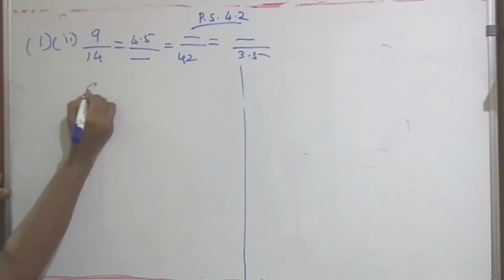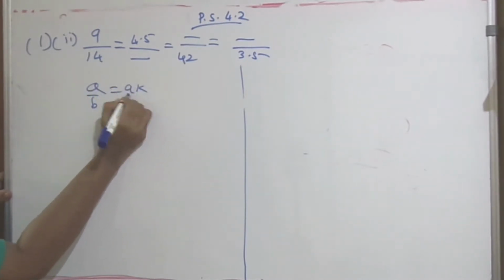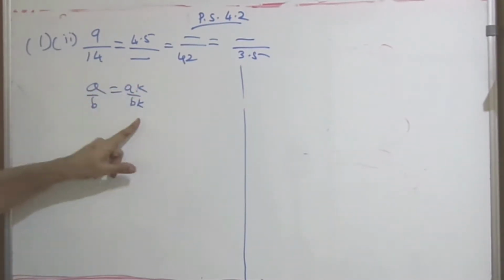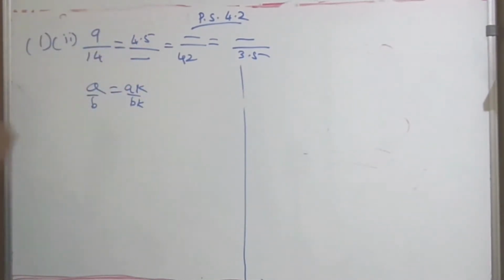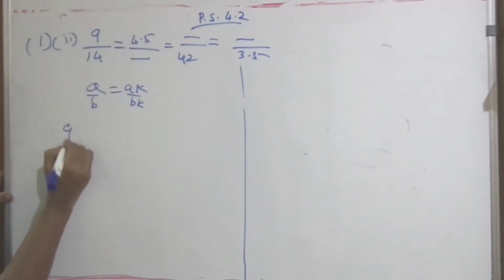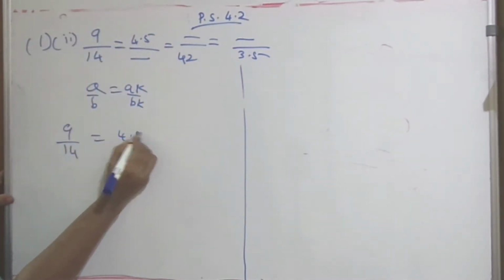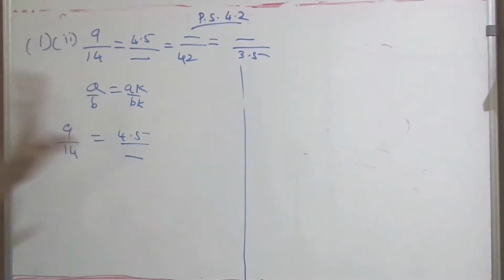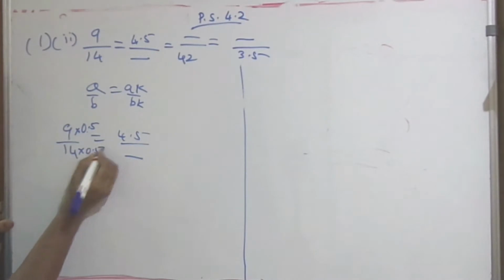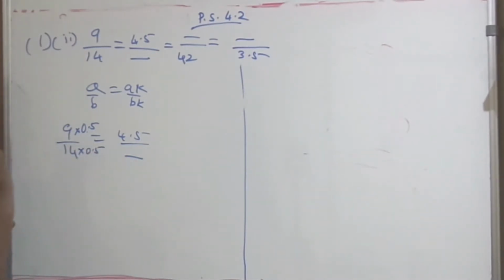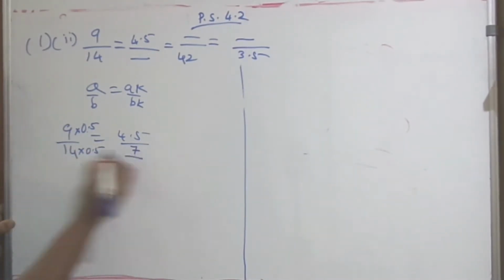You have to use the property A upon B is equal to AK upon BK. That is, you can multiply equal numbers on both sides and the value does not get changed. That property you have to use here. So let us take the first one. 9 upon 14 is equal to 4.5 upon dash. 9 5s are 45, you know that. But it is 4.5, so that means it is multiplied by 0.5. Whatever number you multiply the numerator by, multiply the denominator also. So you get 14 5s are 70, carry 7.0. The answer is 7. So you write it down here, 7.